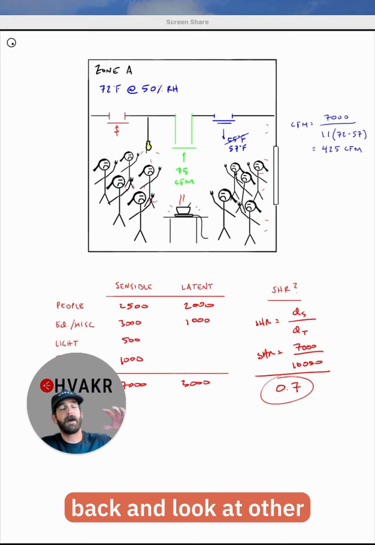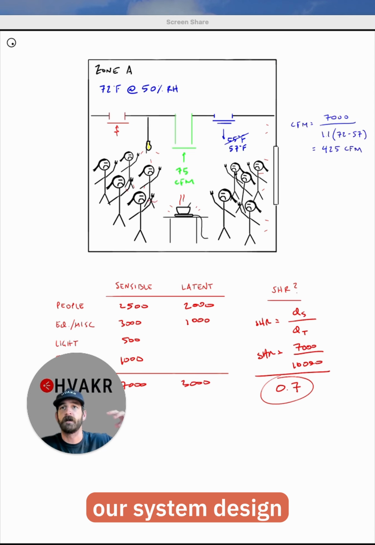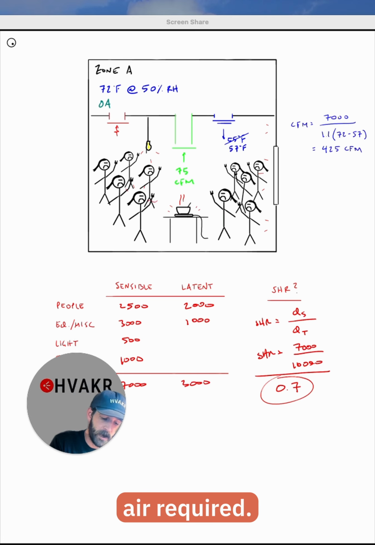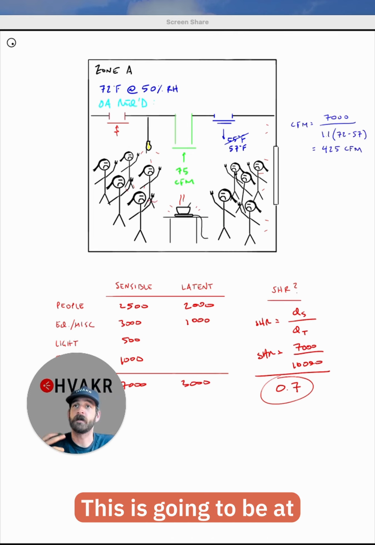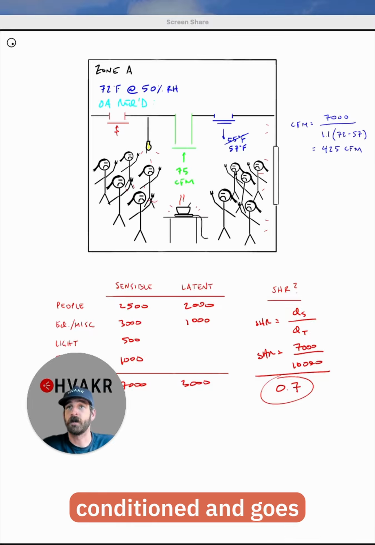Now let's take a step back and look at other components that relate to our system design as a whole. One other component is going to be our outside air required. So this is our ventilation air. We're not going to be bringing it directly into the space. This is going to be at the system level. It's going to be brought in at the unit and mixed before the air gets conditioned and goes into the space in this scenario that I am mapping.